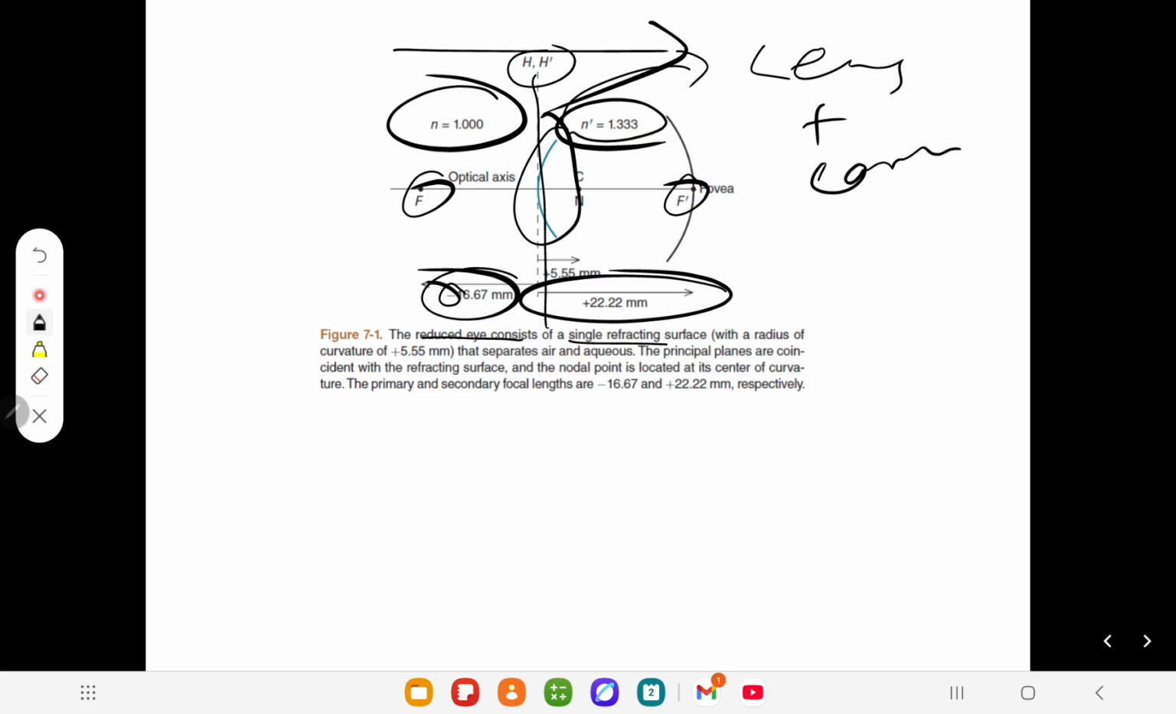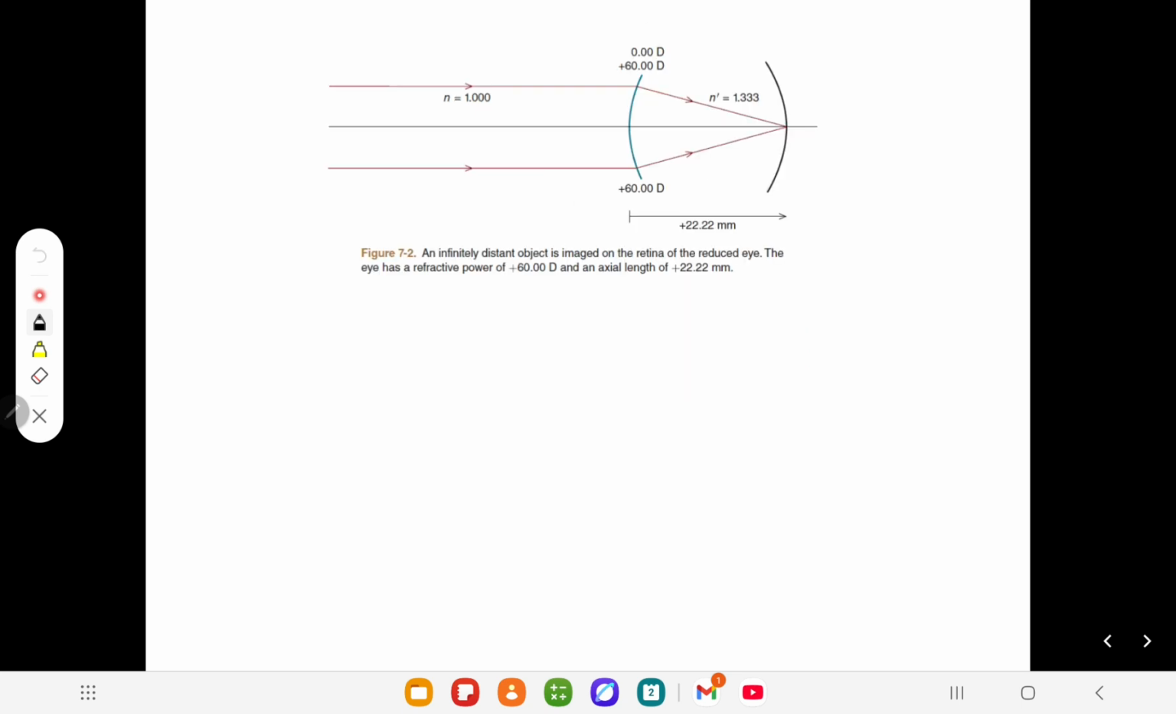This is basically the reduced eye system, and I hope we will discuss it later in another presentation. We will definitely learn about the Gullstrand schematic eye. So let's move on. We will use this eye model for the rest of our presentation.